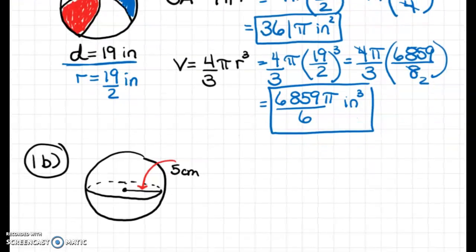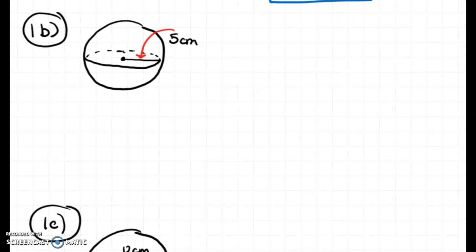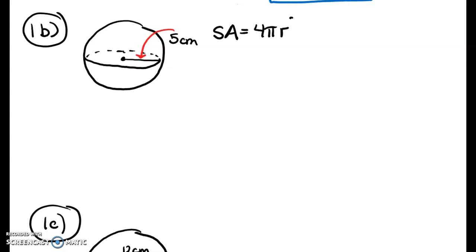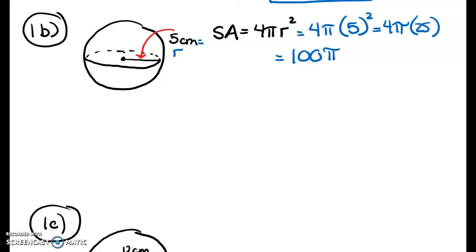All right, so let's go ahead and move on to the next one. Here they want us to find the surface area and the volume of the sphere. Well, surface area is 4 pi r squared, and they were nice enough to give us the radius. So all I have to do is plug it in. When I plug in 5 for my radius and square it, I get 4 pi times 25, and 4 times 25 is 100 pi. My units are centimeters, and area is always squared units.